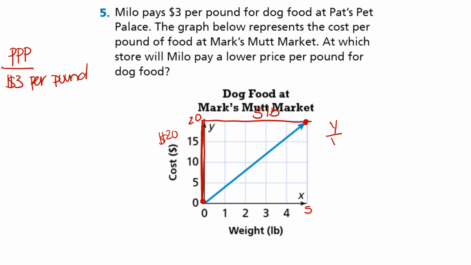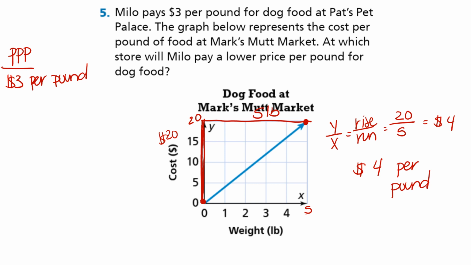We set up our fraction y over x, rise over run, and divide the 20 by the 5 pounds. $20 divided by 5 pounds gives us an answer of $4 per pound of food. So the question asks, which store will Milo pay a lower price? The lower price is at Pat's Pet Palace.